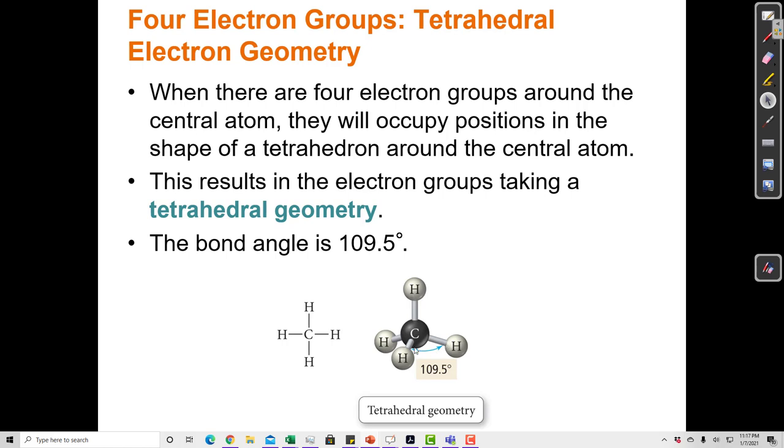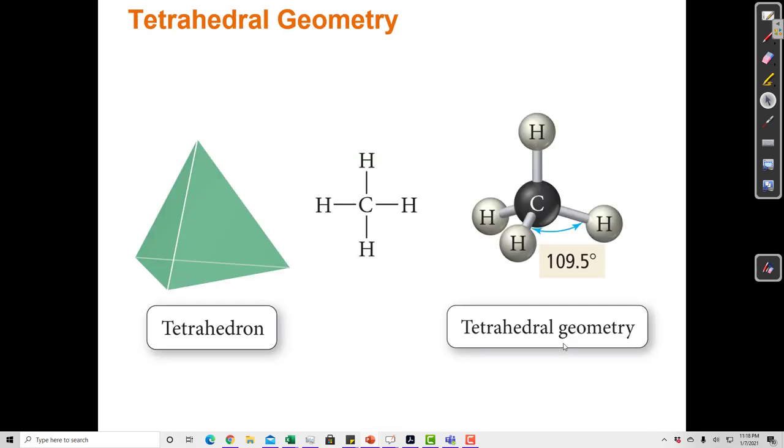The angles between bonds in a tetrahedral geometry when there are four electron groups, these angles are 109.5. So two electron groups gives us angles of 180, three electron groups gives us angles of 120, and four electron groups gives us angles of 109.5. That's as far apart as these bonds can get. This angle is 109.5, this angle is 109.5, this one's 109.5, this one's 109.5, and so on. All of these groups are 109.5 degrees apart from each other. There's the tetrahedron.